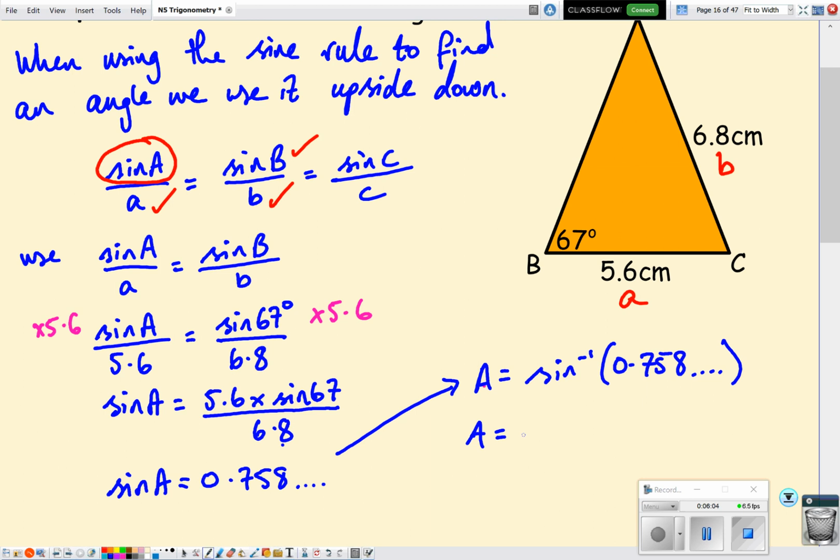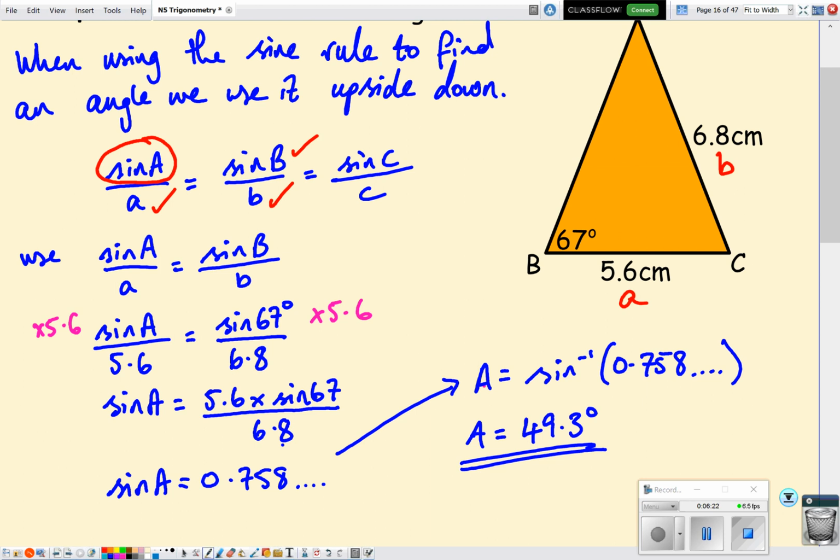So that gives me 49.3 degrees. Okay, job done. So key thing there, when we're finding the angle, turn the sine rule upside down and then do everything else the same.